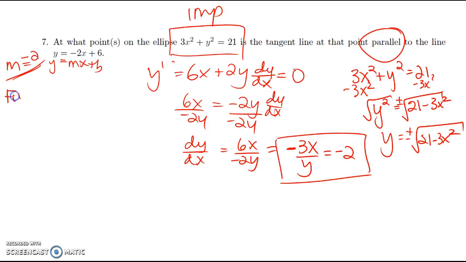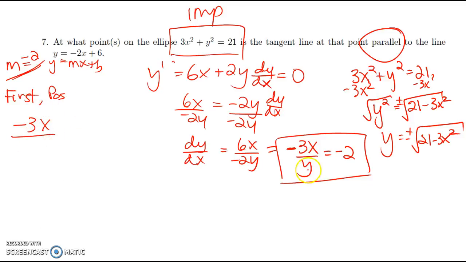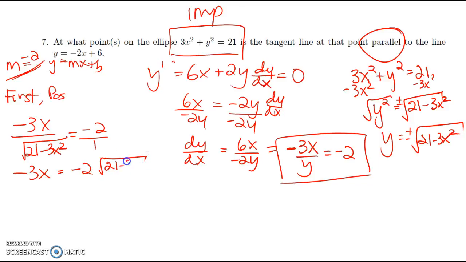So first, I'll use the positive y. Negative 3x over y, right? Plus or minus, oops, I wanted to use the positive first. Negative 3x over the positive square root of 21 minus 3x squared equals negative 2. Now let's solve for x. I'm going to cross multiply. Negative 3x equals negative 2 times this radical, right? Divide by negative 2. So 3/2 x equals this radical.